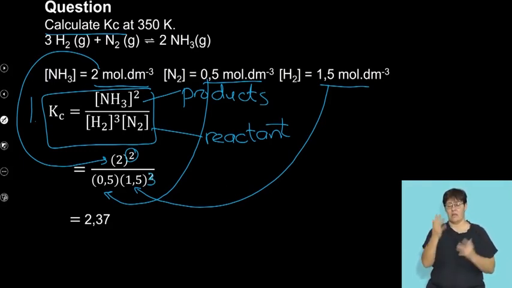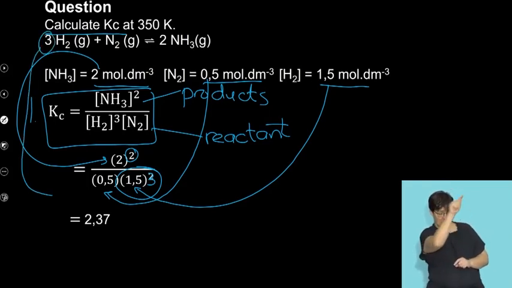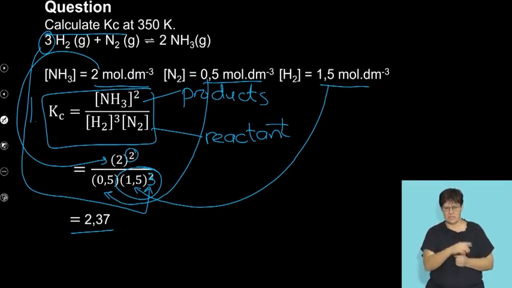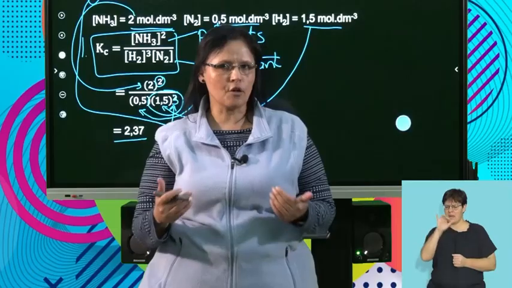So if you work out this Kc, we have 2 exponent 2 divided by 0.5 times 1.5. Remember, 1.5 is exponent 3. That comes from the coefficient of our hydrogen. When we work this out, we get an answer of 2.37. And what does that mean? You must always ask yourself, what does that mean for the Kc?